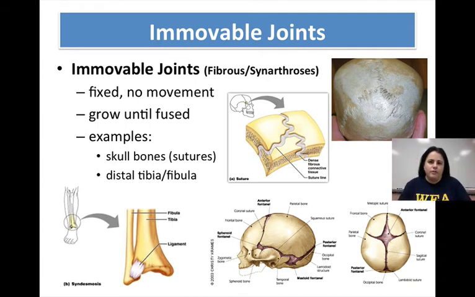And those soft spots are called fontanelles. And the main one is right at the top of the baby's head, and you can see it in the picture in the bottom right. So those will close up by the age of 2, typically.